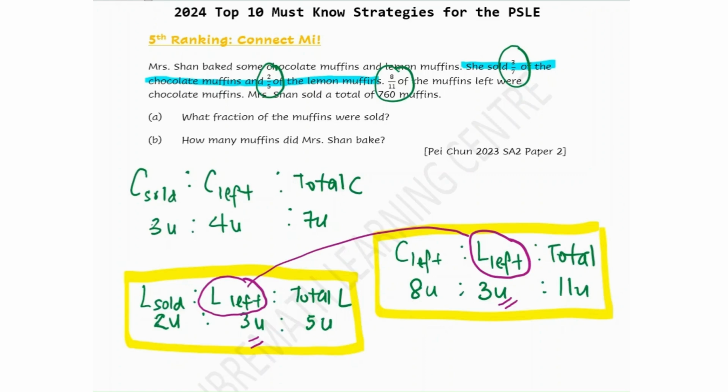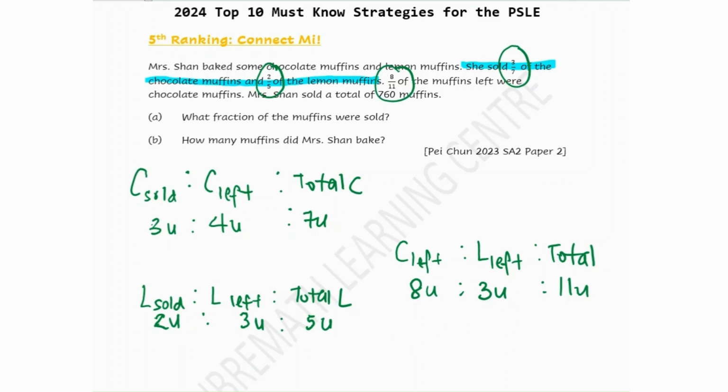So now let's look at the last ratio that we have not connected yet. Can you see that there's also another repeated term, which is the chocolate muffins left and the chocolate muffins left over here? Since they are talking about the same chocolate muffins that were left, we expect their ratios to be the same. But however, this ratio is not the same yet, so we'll need to multiply this by 2. So I times 2 throughout. So the new ratio for this will be 6 units to 8 units to 14 units. All right, now these three ratios are already connected. We can answer part A easily.